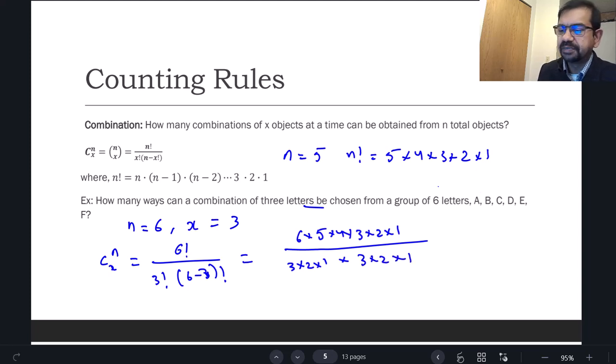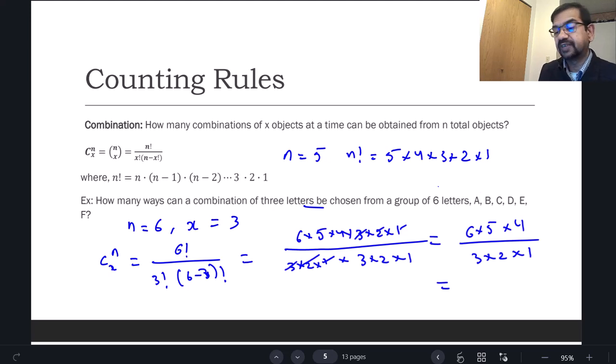And we can see that we can simplify some of these calculations by canceling out 3 with a 3, 2 with a 2. So what we essentially get is 6 times 5 times 4 divided by 3 times 2 times 1. So 6 times 5 is 30, times 4 is 120, divided by 6 would be 20. So we can form 20 groups of 3 letters from a collection of 6. Now, in this case, what we're saying is that the sequencing of these letters in that group of 3 that we draw does not matter.